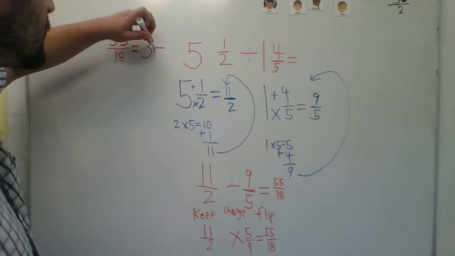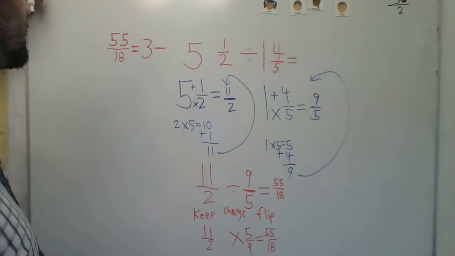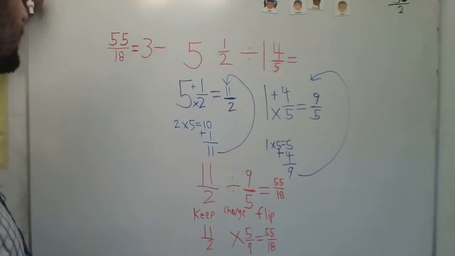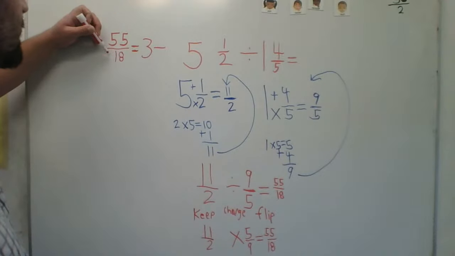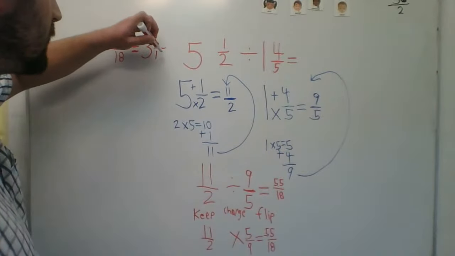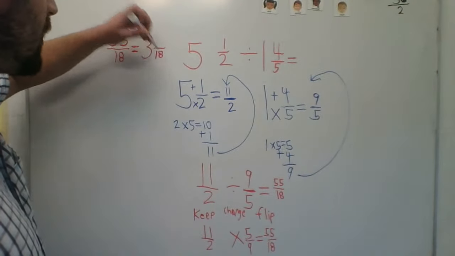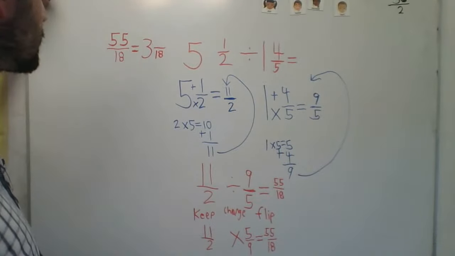Now here's how we determine what the fraction is. Our denominator stays the same. So our denominator for the improper fraction is 18. Our denominator for the mixed number will also be 18. So our remainder is our numerator.